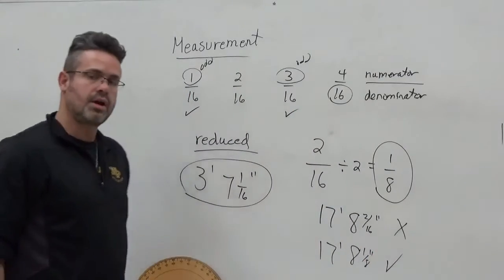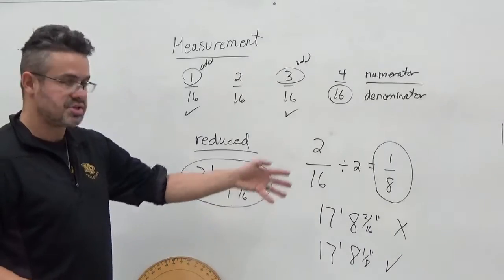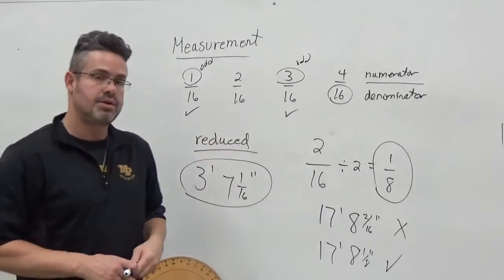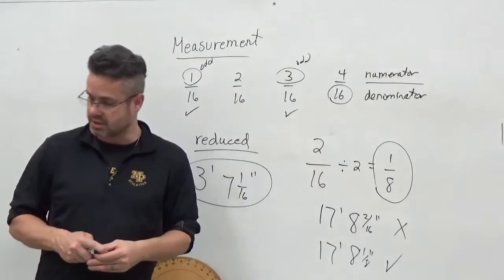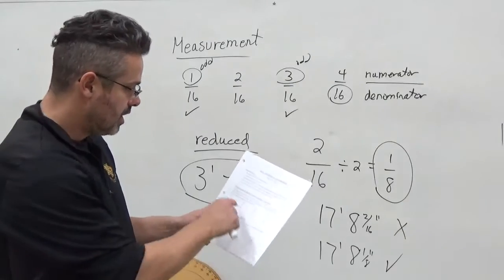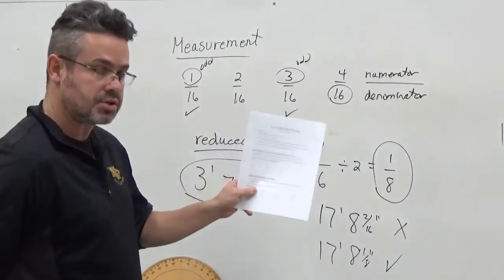Okay, so that's where we want to get to, being able to label feet, inches, and fractions of an inch properly. So in order to do that, you need to be able to reduce fractions. Now what I want you to do right now is just pause the video, and complete all of these fractions, reduce them all.